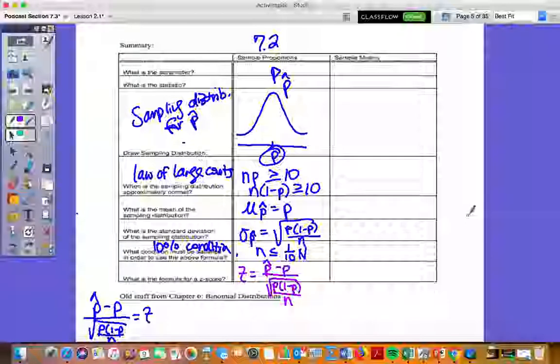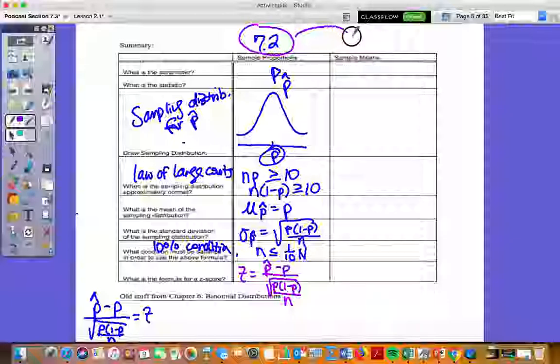7.2 was the sample proportions. We talked about that before the end of the first semester, and we told ourselves that we're headed into the last section on chapter 7, which is 7.3. We'll do it both today and through Friday, and that's talking about sample means, okay? It's basically the same thing as sample proportions, just some different formulas.